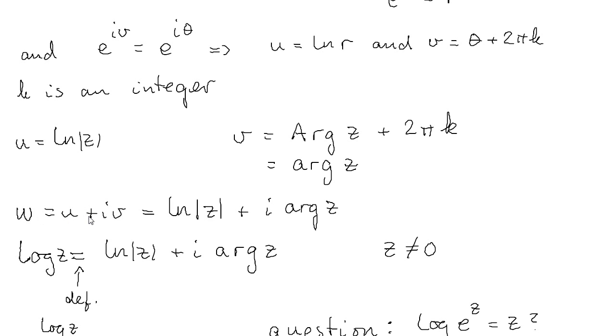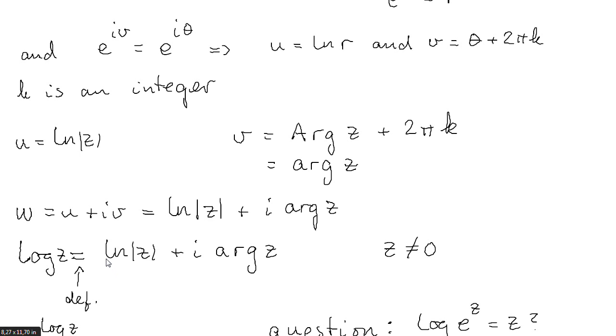this u plus iv, which we have now found, where u must be ln of the absolute value of z, plus, and now this v is the argument value of z. So we obtain this expression for the complex logarithm function. So this is now taken as the definition of the complex logarithm function.